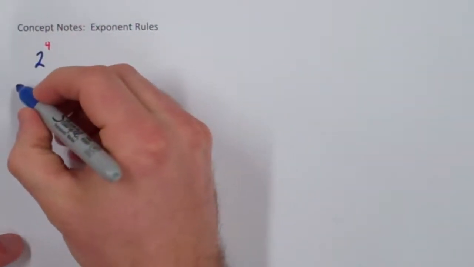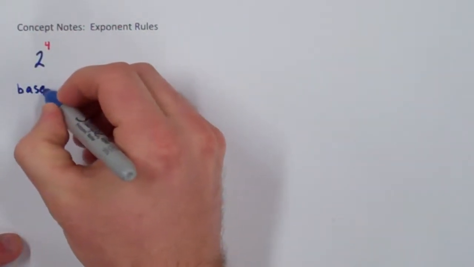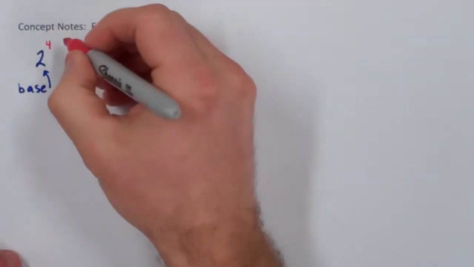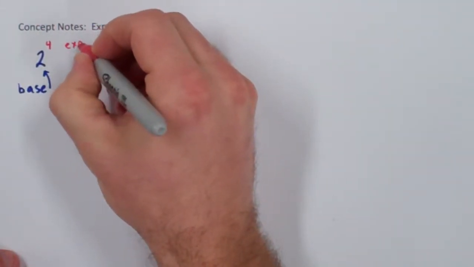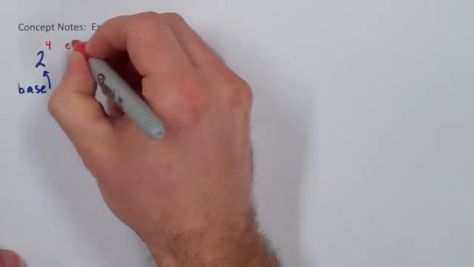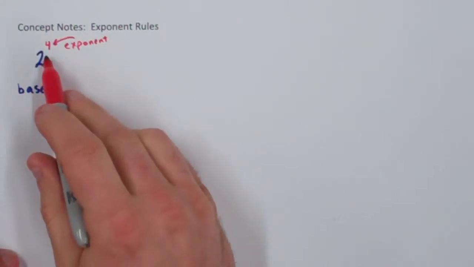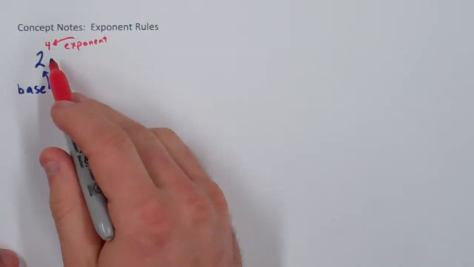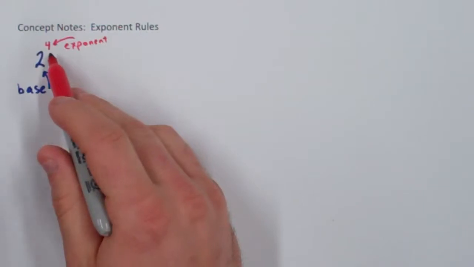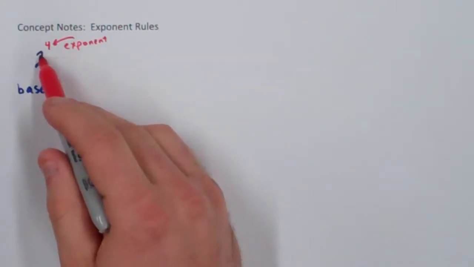Okay? So the 2 is the base part of this exponential expression. These are called power expressions as well. And the 4 here is our exponent. Those are the two basic parts. You can see the base is normally bigger compared to the exponent, and then the exponent's going to be in the superscript position, which would be to the upper right hand side of the base.